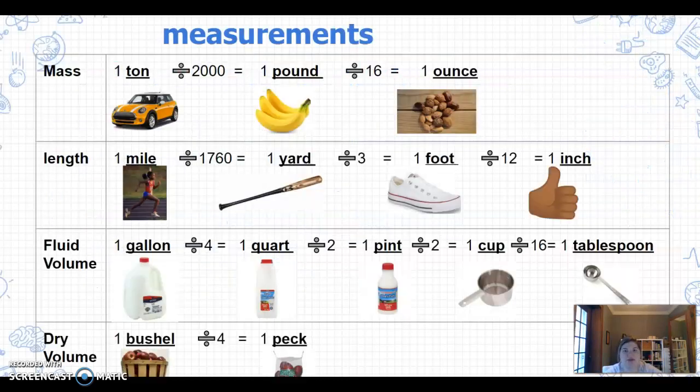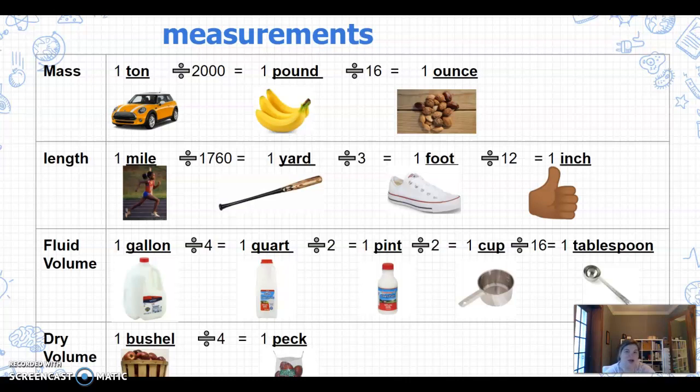Okay, so some common US measurements. You might say a ton when talking about vehicles like cars. And if you were to take a ton and divide it by 2,000, you would get a pound. Divide that by 16 and you have an ounce. So 16 ounces in a pound. If you get a 16-ounce bag of cheese, you have a pound of cheese. If you are to run a mile, divide that by 1,760, you'll have 1 yard. Divide that by 3, you have a foot. Divide that by 12, you have an inch.